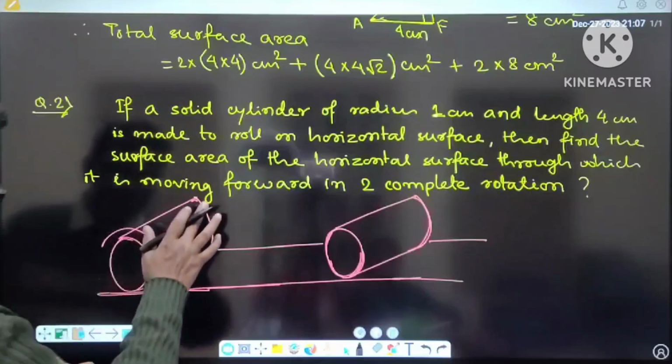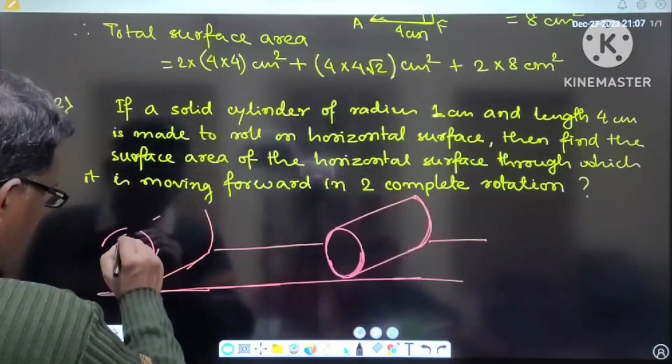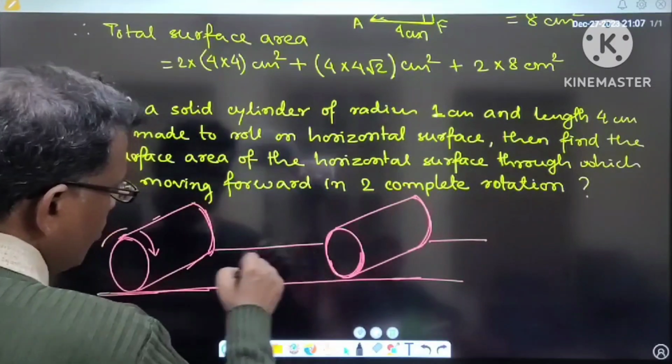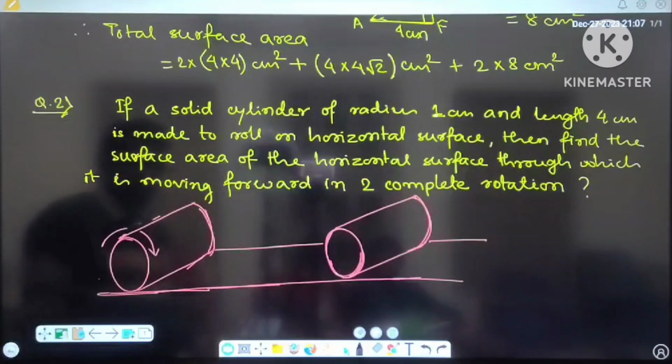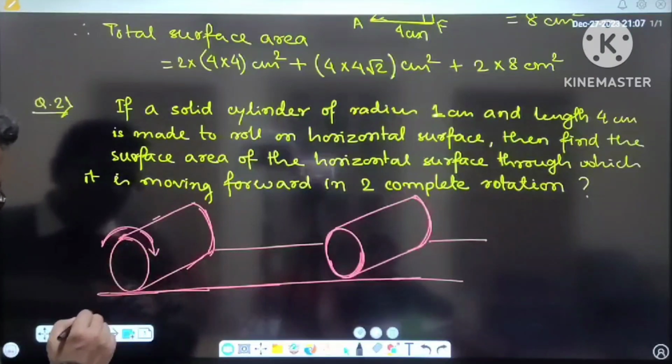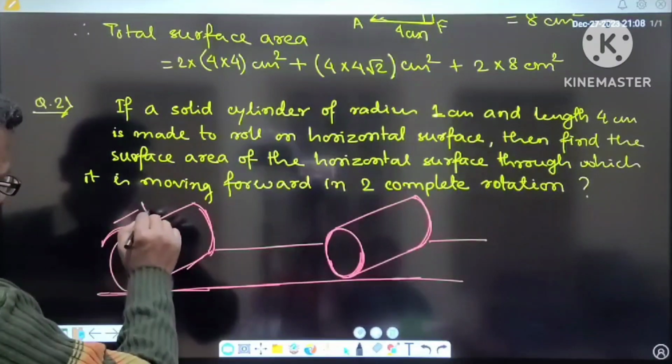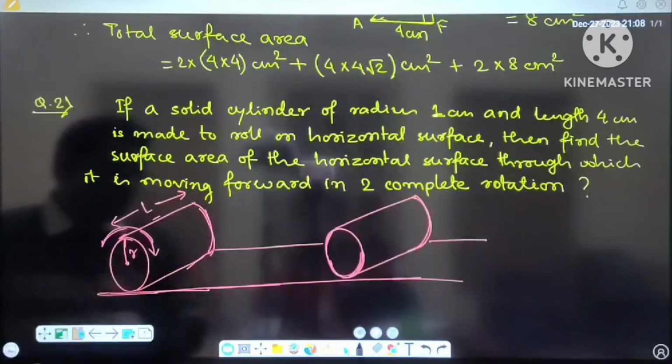So this is that cylinder. Now the question arises if the cylinder is made to roll continuously on this horizontal surface. The radius of the cylinder is known, the length of the cylinder is known, right?